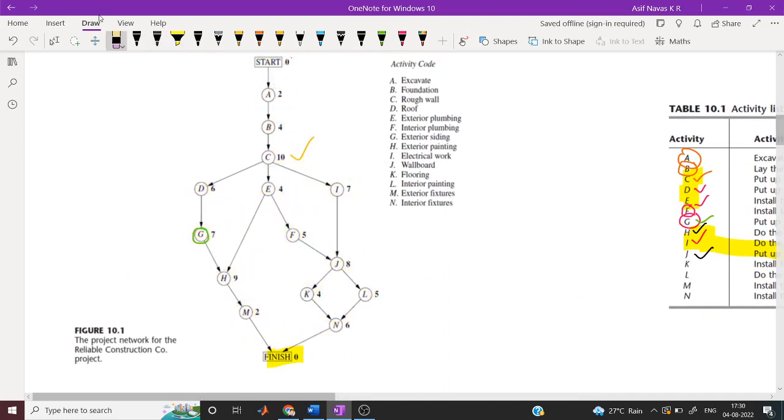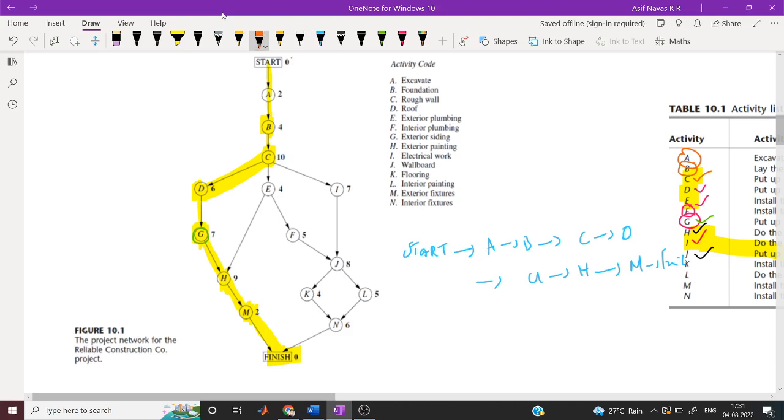So I will find a path from here. There are many paths. First is start, then A, B, B goes to C, then C goes to D, D goes to G, G goes to H, H goes to M, and finish. So this is a path. So that is start going to A, B, C, D, G, H, M, finish.